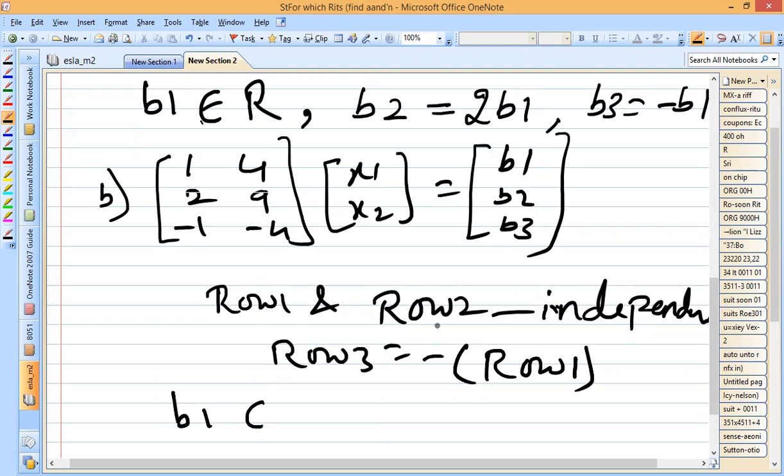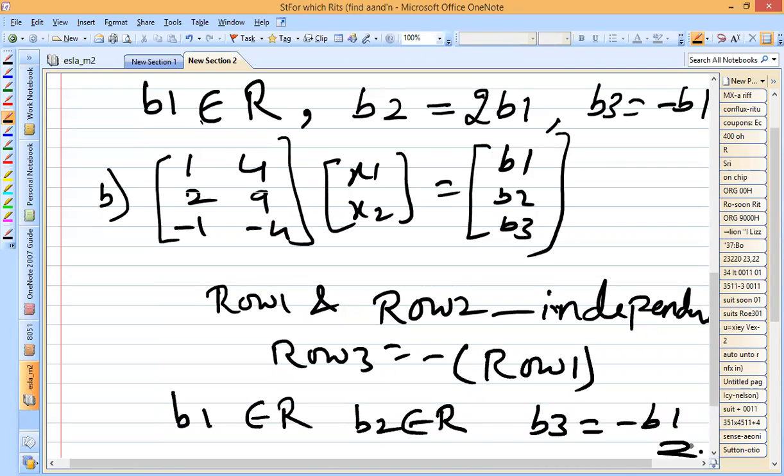Since row 1 and row 2 are independent, b1 and b2 should also be independent, that is they should simply belong to R, and b3 should be equal to minus b1. So these are the conditions for the given system to be solvable.